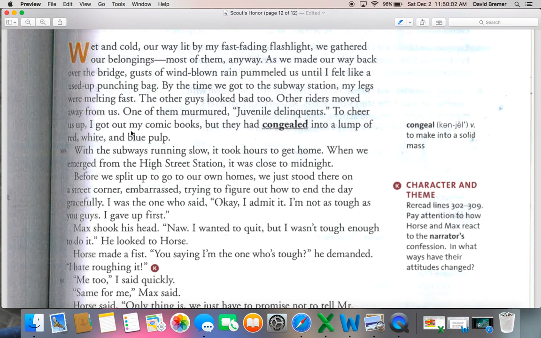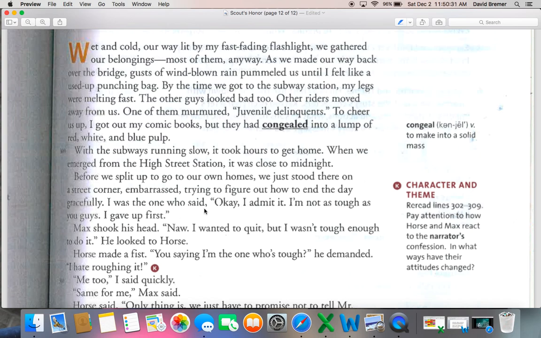To cheer us up, I got out my comic book, but it had congealed into a lump of red, white, and blue pulp. So his comic book got so wet it's just all stuck together. With the subways running slow, it took hours to get home. When we emerged from the High Street station, it was close to midnight. Before we split up to go to our own homes, we just stood there on a street corner, embarrassed, trying to figure out how to end the day gracefully.